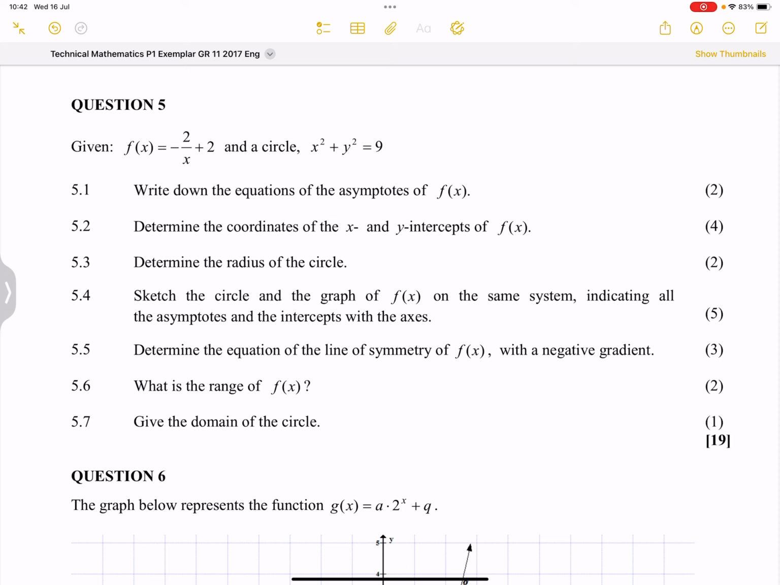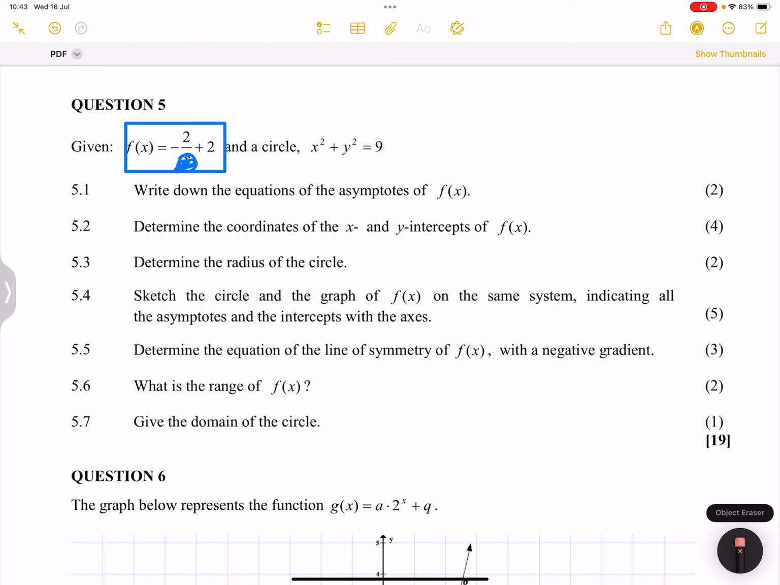So they are giving us f of x, which is negative 2 over x plus 2, and a circle, which is x squared plus y squared equal to 9. Now they say to us, write down the equation of the asymptotes of f of x. So this is definitely a hyperbola, okay? So I know that in this case, there's our horizontal asymptote, right?